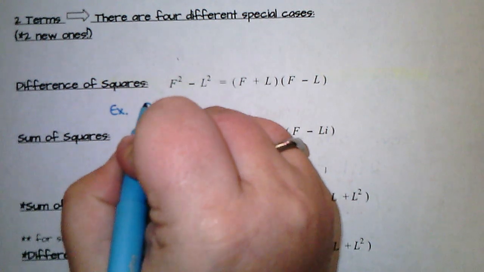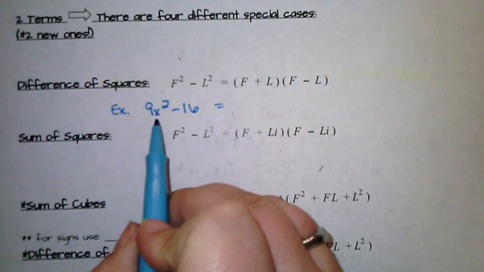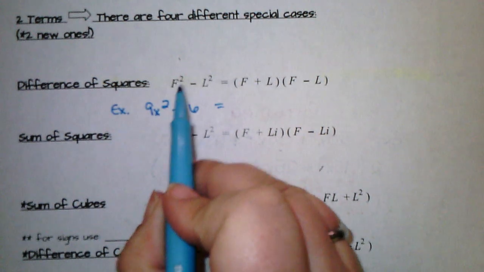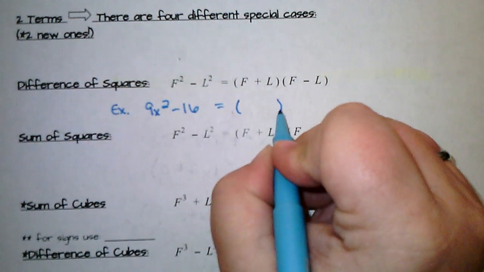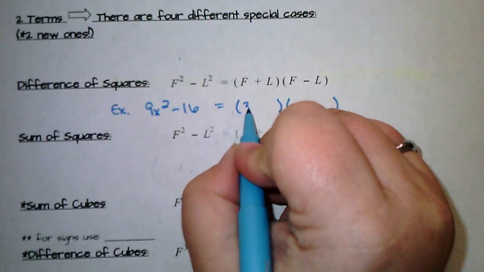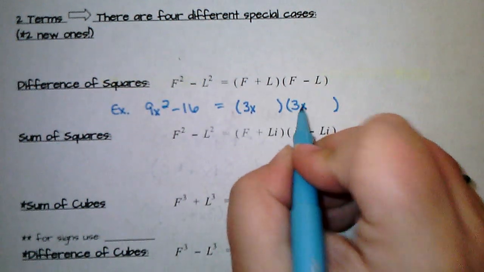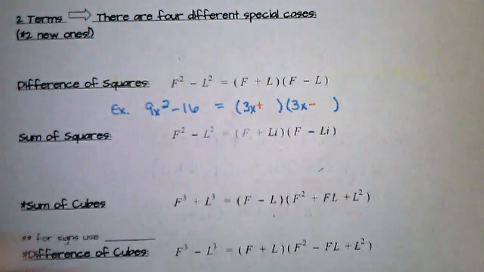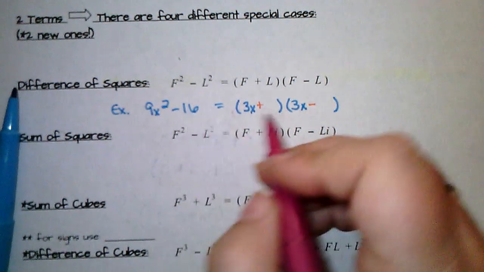If I have 9x squared minus 16, see here this is my original problem, and it fits the pattern something squared minus something else squared. I know that 9 is 3 squared, right? 3 times 3 gives me 9, so I put a 3 here. X squared, so they each get an x. Then my signs, I have 1 plus, 1 minus, and then for my L, 16 is what squared?